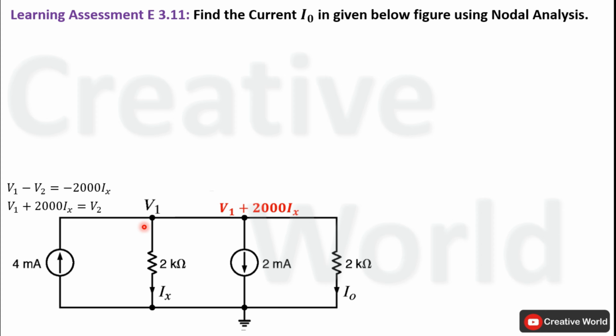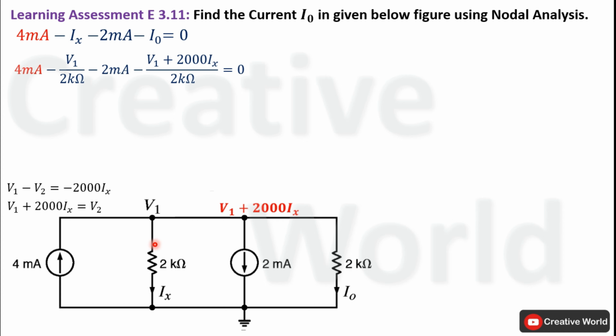On this node, only one current is entering, that is 4 mA, while all other currents are leaving from this node. All leaving currents are taken with negative sign. In the next step, we have to replace these currents with their corresponding equations. Current Ix will be equal to V1 divided by 2 kilo ohm because voltage V1 is appearing across this 2 kilo ohm resistance. Similarly, current through this 2 kilo ohm resistance will be equal to voltage across it, that is V1 plus 2000 times Ix, divided by the value of resistance.